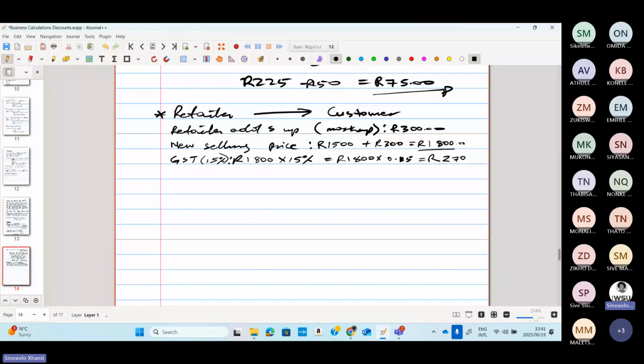So this is the amount that the government is going to take in this transaction, and then the customer is going to pay this much. The customer pays this price that was charged plus this percentage that is charged by the government. So we have 1.8 plus 270 rands, which is 1,800 plus 270, which is going to be 2,070 rands. So this is actually how this thing works.